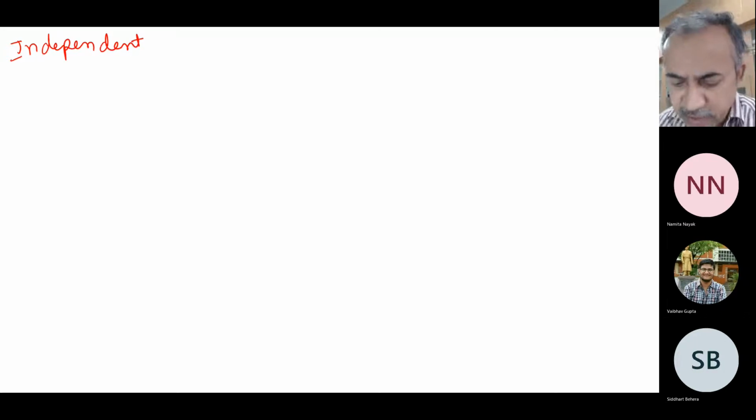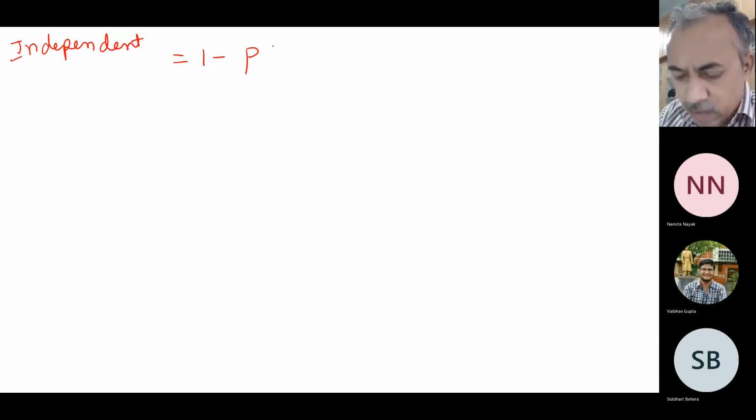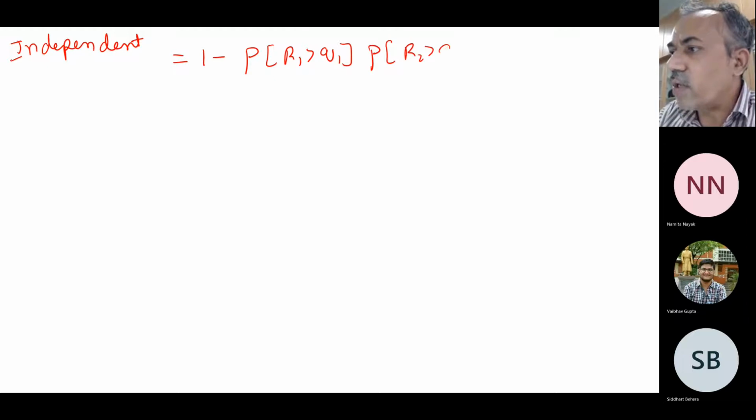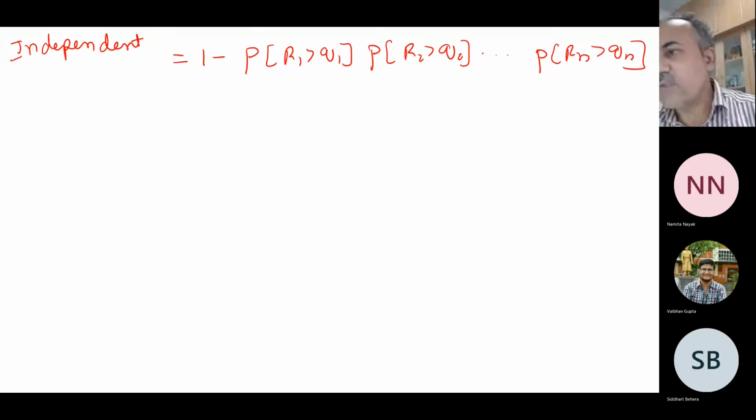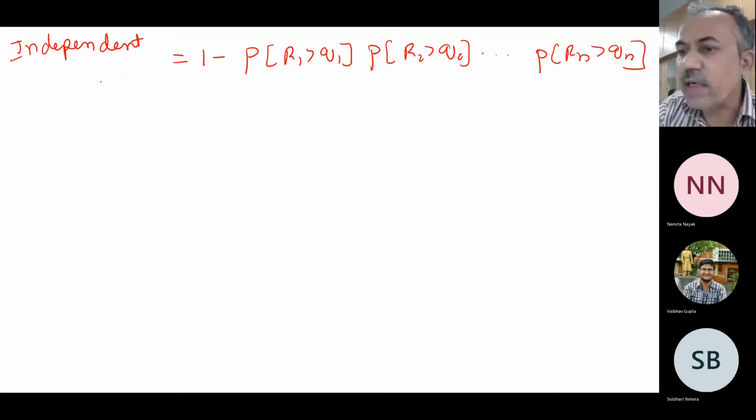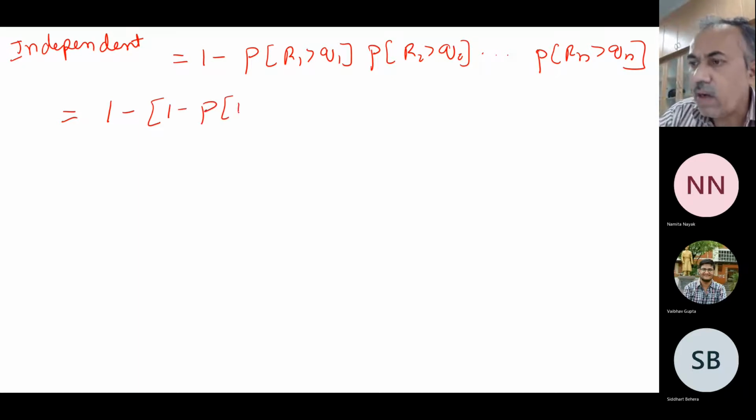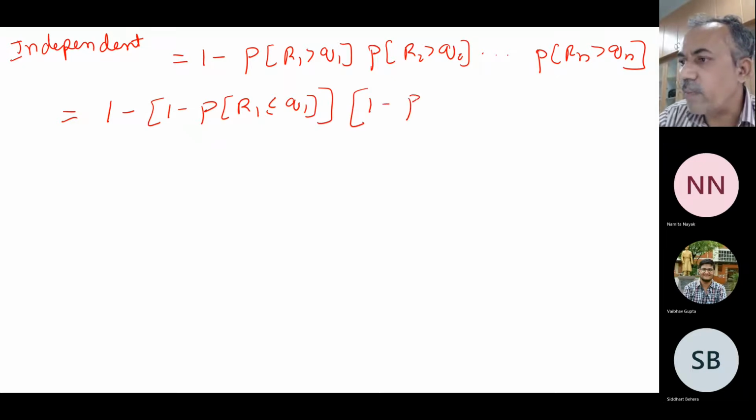So if they are statistically independent, this probability you can split into a simple multiplication. So probability R1 greater than Q1, okay, probability R2 greater than Q2, and like this, probability Rn greater than Qn. Then if you write in terms of probabilities, this can be written as 1 minus P(R1 less than or equal to Q1), 1 minus P(R2 less than or equal to Q2), okay. Like this, all the terms will be there.